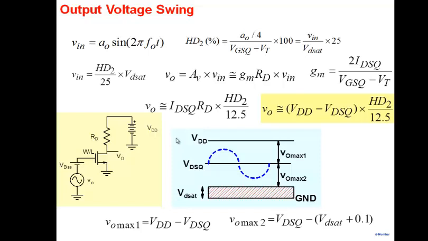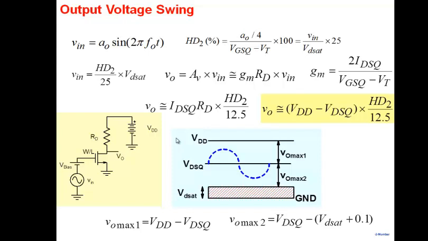Sometimes, you will see in the notes, V0 max, I've written VDD minus VDSQ, the positive swing. V0 max 2, I've written as VDSQ minus VDSAT plus 0.1. Why did I add 0.1? Why am I not writing VDSQ minus VDSAT? If you're looking at a real output voltage swing, I've added a 0.1 volt safety margin. Once it enters the triode region, there's already significant distortion.